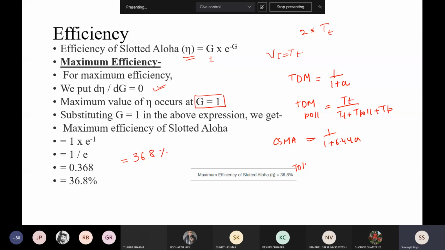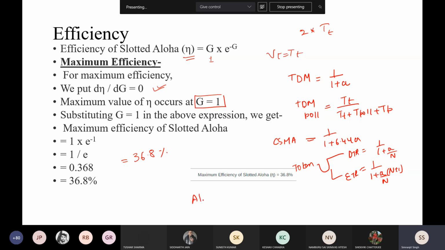In token passing we have done now. There are two techniques. First technique is DTR, another technique is ETR. So ETR is more efficient. It was 1 over 1 plus a over n plus 1, and for DTR it was, I think, 1 over 1 plus a over n. Okay, so there are so many formulas that we have done.